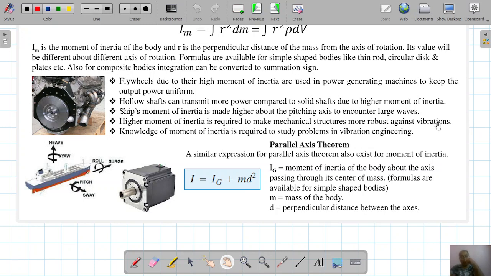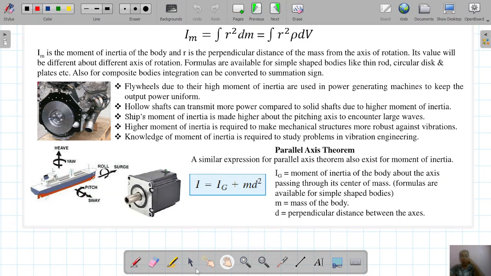So you must remember this as an extra knowledgeable point on the importance of moment of inertia. In final year you will study a subject called mechanical vibration. It's a very challenging subject, so you will be using moment of inertia a lot.